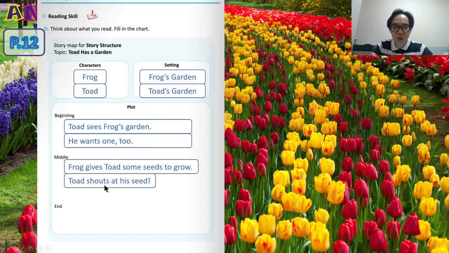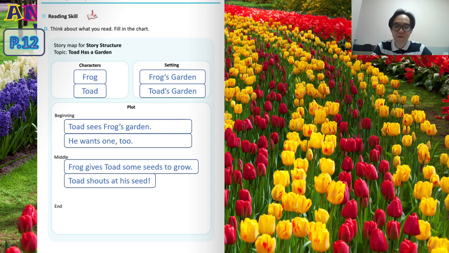He shouts at his seeds. Oh no! Toad shouts at his seeds. Do they grow? Nope, they don't grow. So how does Toad feel? He feels very sad, doesn't he? Well, then Frog, being the good friend that he is, gives him another idea.